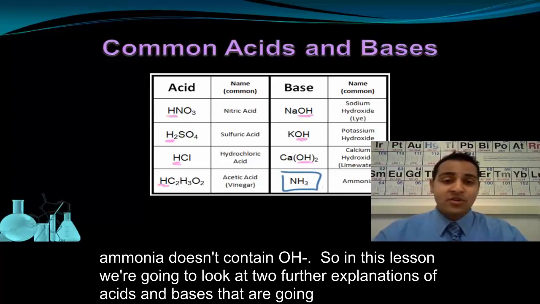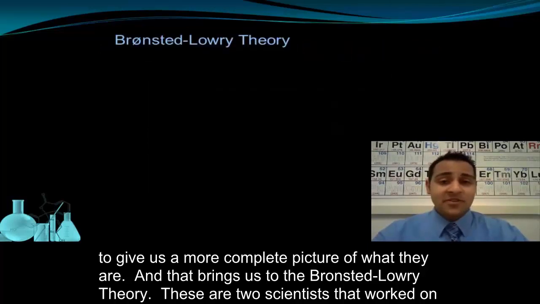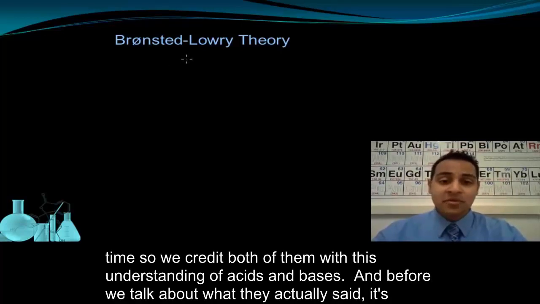So in this lesson, we're going to look at two further explanations of acids and bases that are going to give us a more complete picture of what they are. And that brings us to the Bronsted-Lowry theory. These are two scientists that worked on acids and bases and came up with this definition basically independently in different places, but at about the same time, so we credit both of them with this understanding of acids and bases.